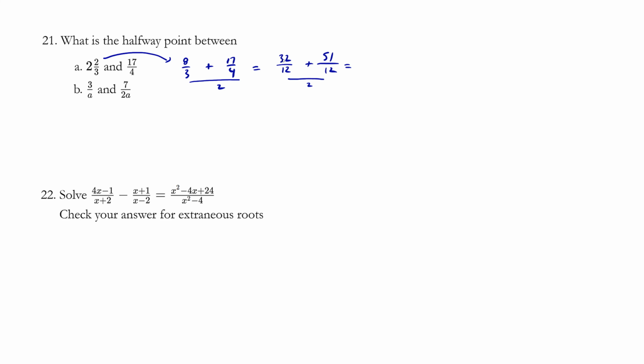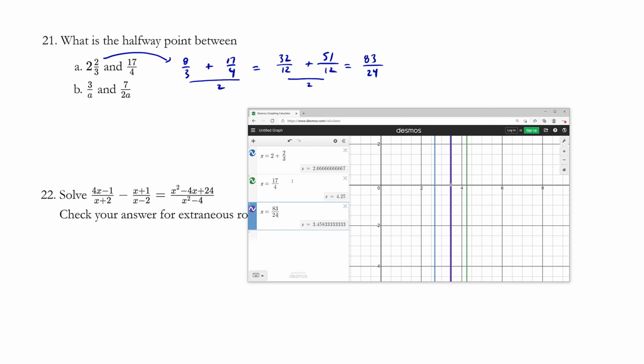So what we have here is 32 plus 51, which is 83 over 12. Divided by 2, when we divide by 2, it's 83 over 24. As you can see here on Desmos, we have our first blue line, which is the first fraction, and then a green line on the right, and the midpoint is indeed these two values added and divided by 2.